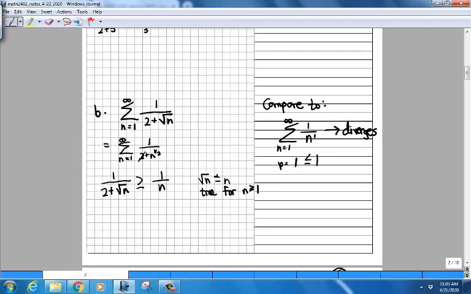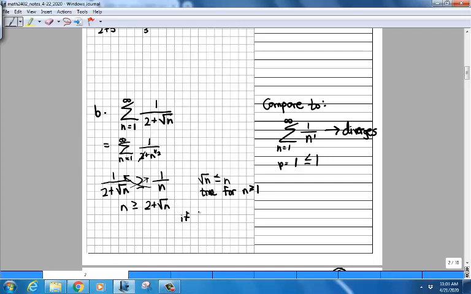What I'm going to do is cross multiply in this inequality to simplify it. I take the n times the 1, and the 2 plus the square root of n times the 1. So I come up with this inequality: n greater than or equal to 2 plus the square root of n. I'm wondering, when is that going to be true? Let's just test a few values for n.